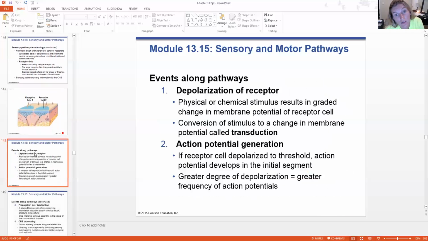Let's talk about the events along these pathways. Obviously, the first thing that has to happen is the depolarization of the receptor. This can either be a physical or a chemical stimulus, resulting in the graded potential, which can then cause that domino effect and cause that action potential. Conversion of a stimulus to a membrane potential is called transduction. So transduction is the first thing that has to happen. Then the action potential is generated, and that cell will depolarize. The greater degree of depolarization, the greater the frequency of action potentials. So if there's a very large stimulus, there's going to be several action potentials sent down that axon.